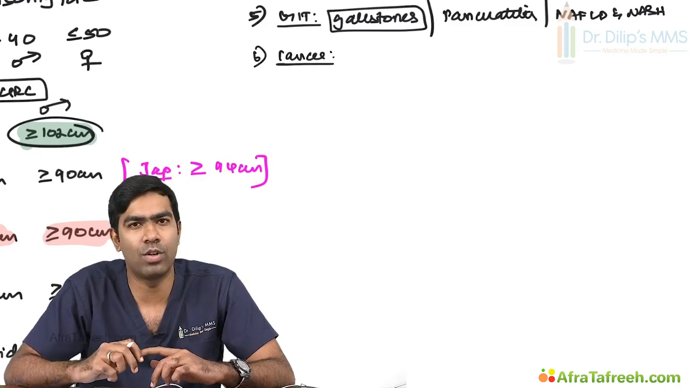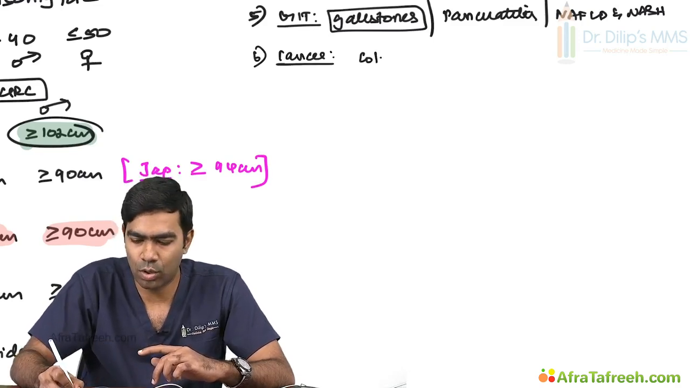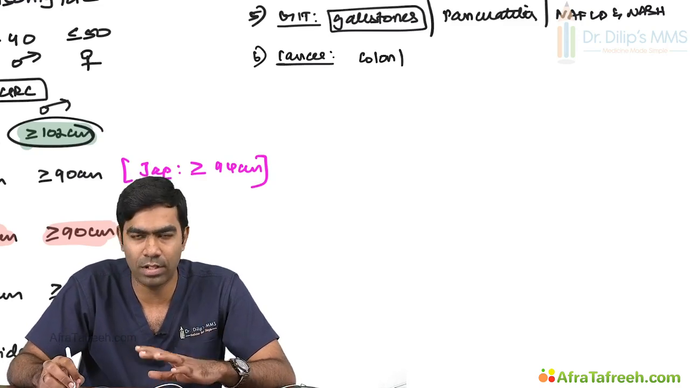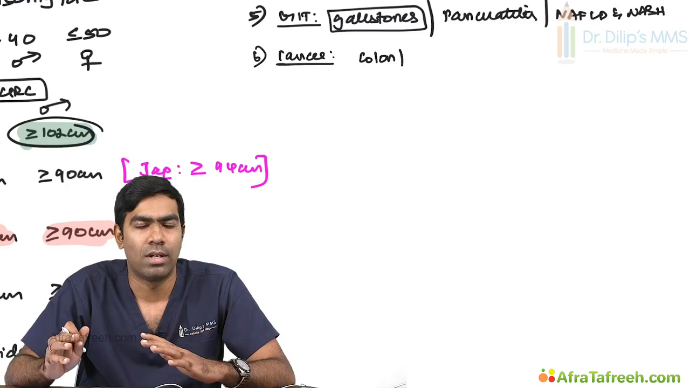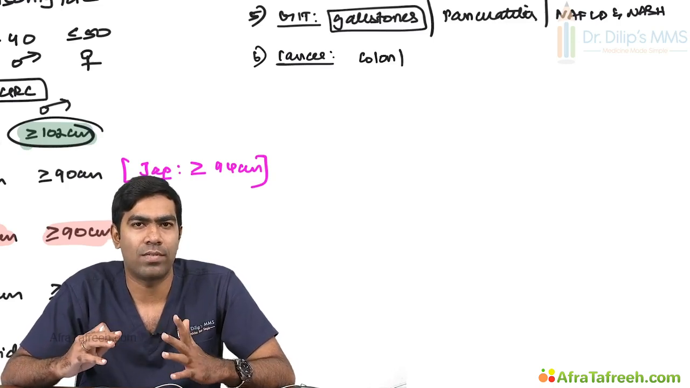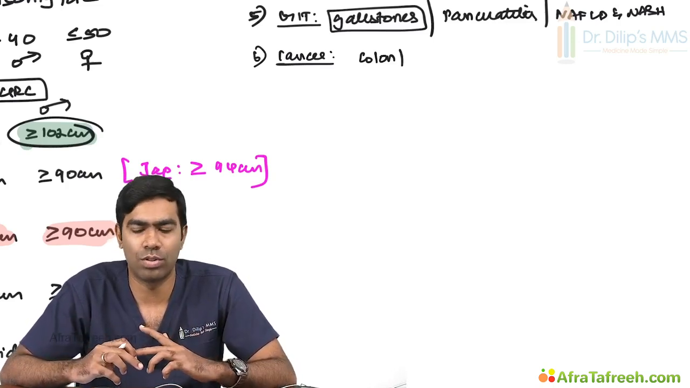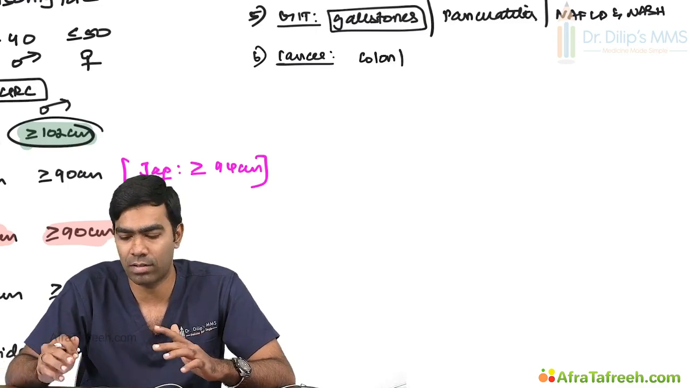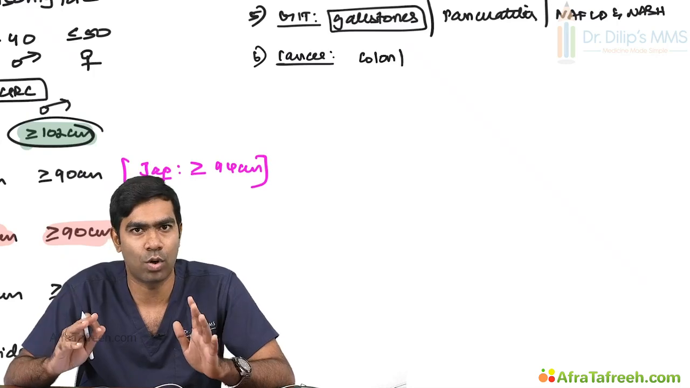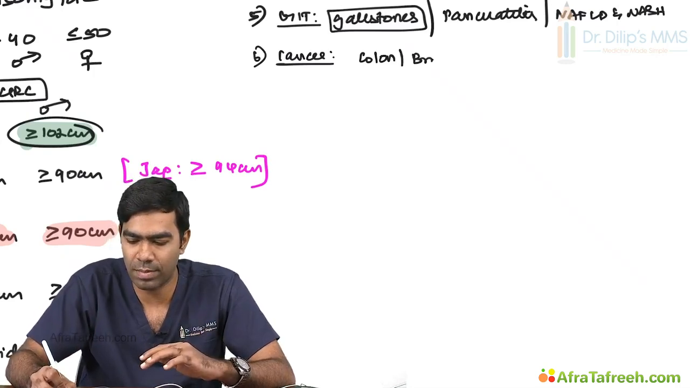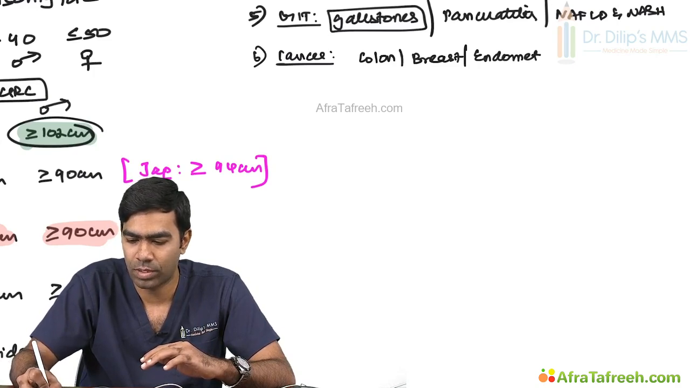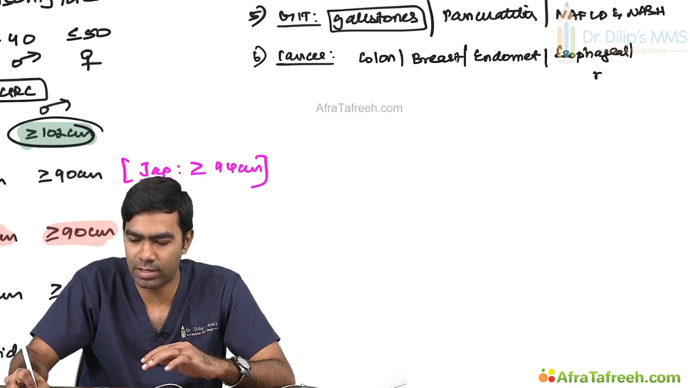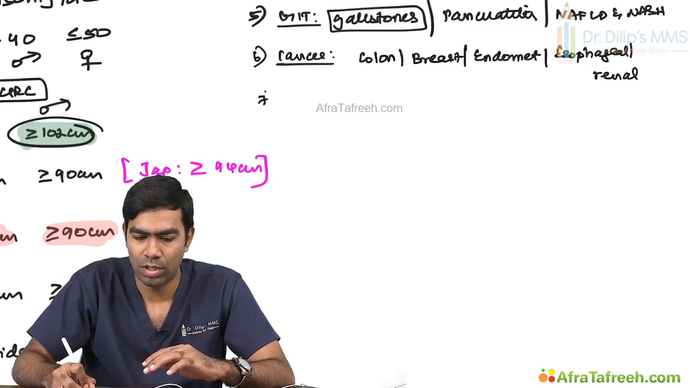And obesity is also linked to certain cancers like colon cancer, which is very, very important, especially low fiber diet and diet which is going to constipate your stools and which is associated with high fat, and obesity itself is associated with colon cancer, very, very important. Then female breast cancer, endometrial cancer, esophageal cancer, renal cancer, many of these cancers are related to obesity.